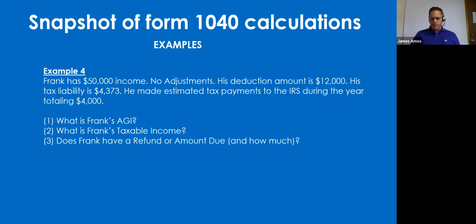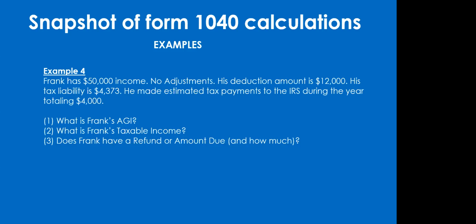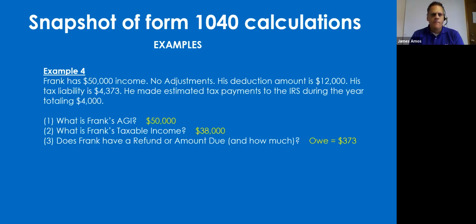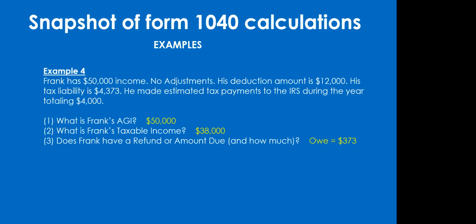And let me know when you're ready, Noemi. Yeah, AGI $50,000. Taxable income 38,000. He owed 373. That's exactly right.